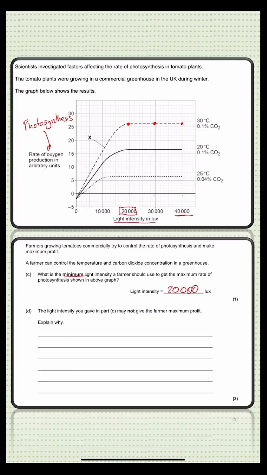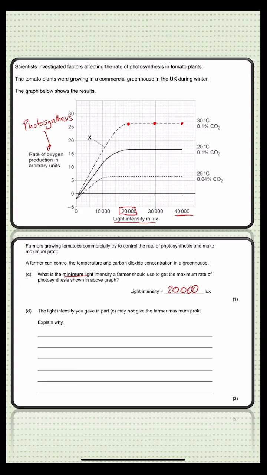Next question. The light intensity you gave in part C, so 20,000, may not give the farmer a maximum profit. Why not? What other factors do they need to think about? Let me know in the comments. While I do that, I'll explain the last question again for those who didn't understand.